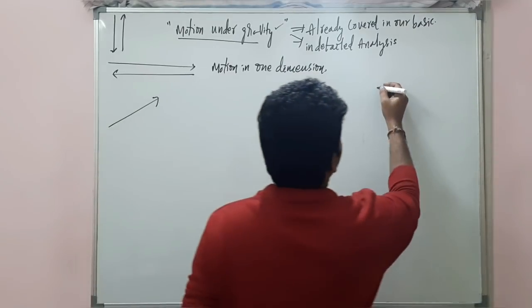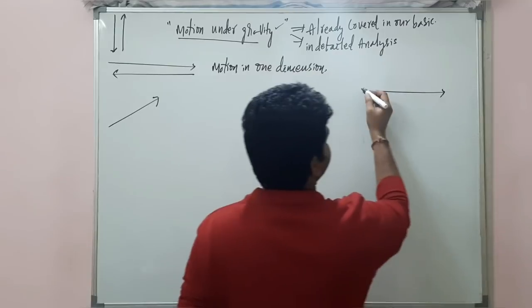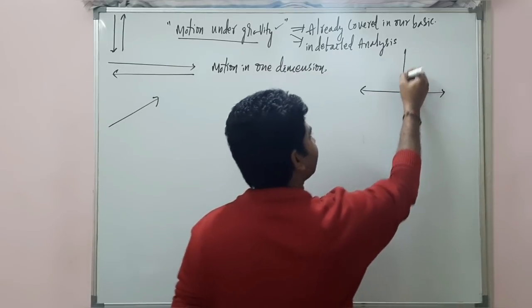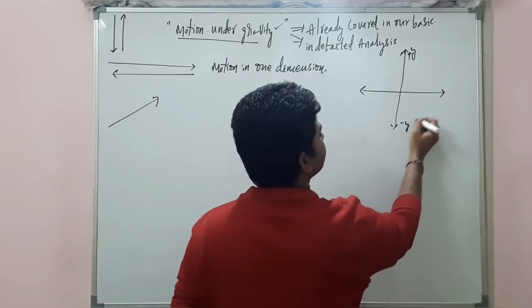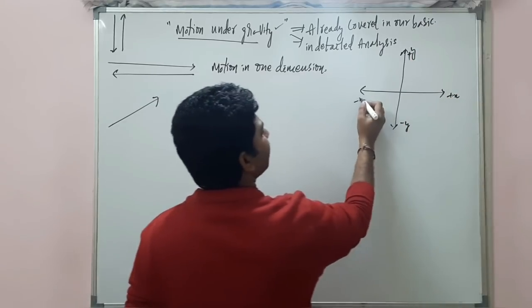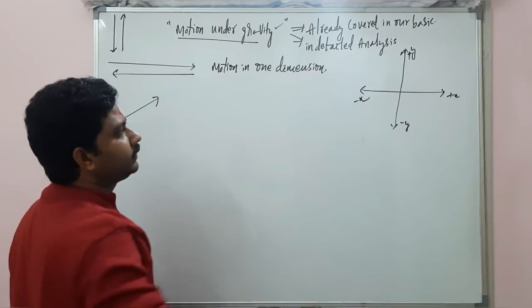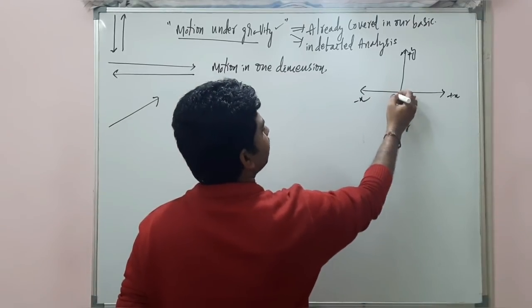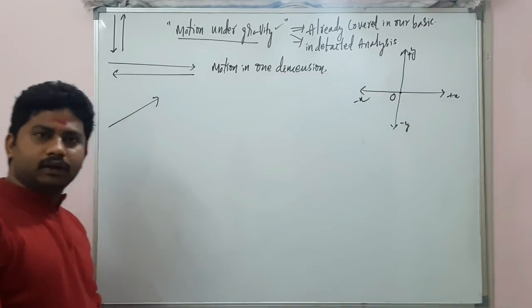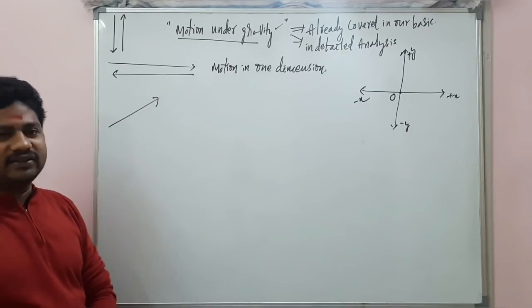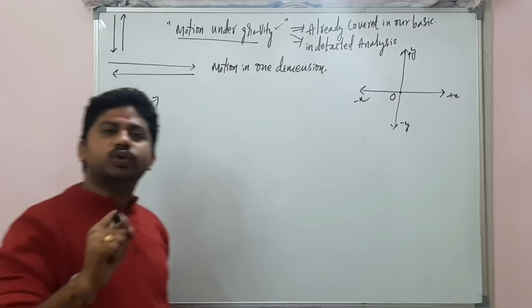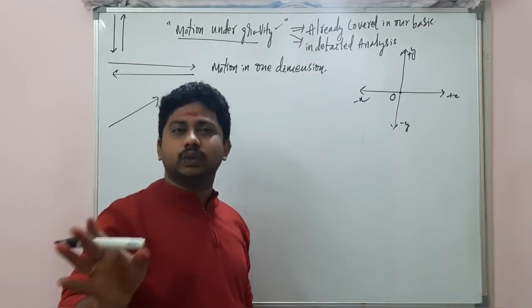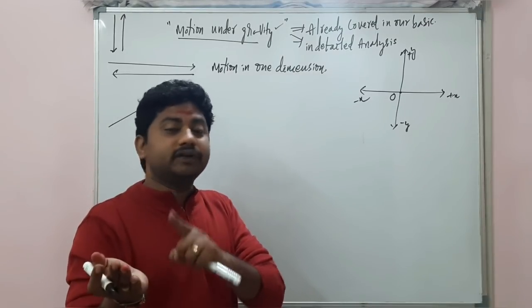Imagine you consider a coordinate system. So this is the x-axis and this is the y-axis, right? This is plus y, plus x, minus x. This is the coordinate system, and you see this is the origin here. In this coordinate system, motion in one dimension means the body must move along the x-axis or along the y-axis. That's it. That may be positive or negative.